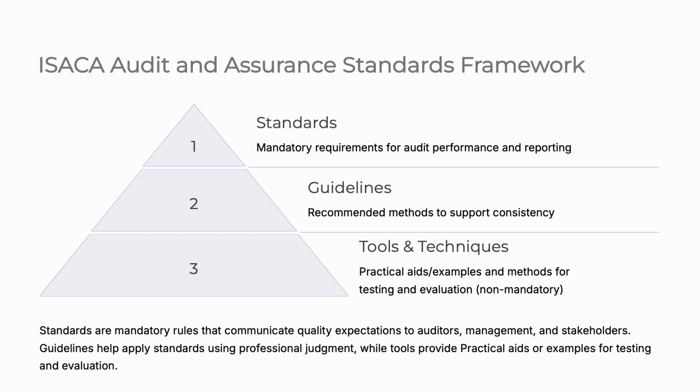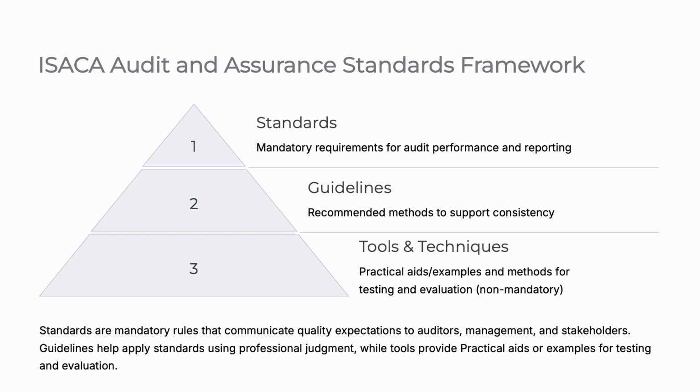ISACA organizes its guidance into three layers. First, standards; second, guidelines; and third, tools and techniques. Let's understand them one by one. Standards are mandatory. They set the minimum level of performance an auditor must meet. They also tell management what to expect and guide CISA professionals on the level of professionalism they must maintain.